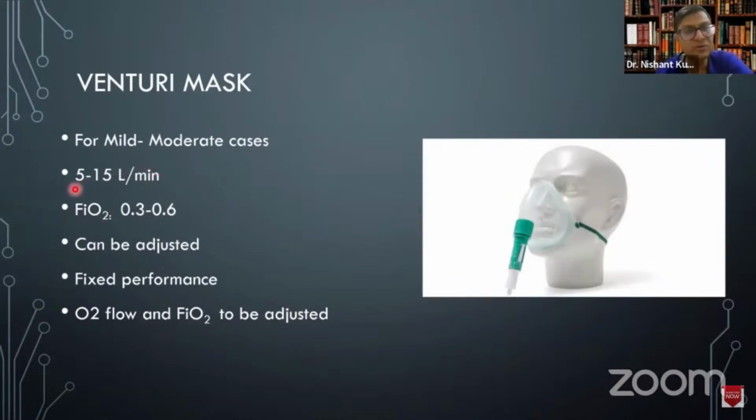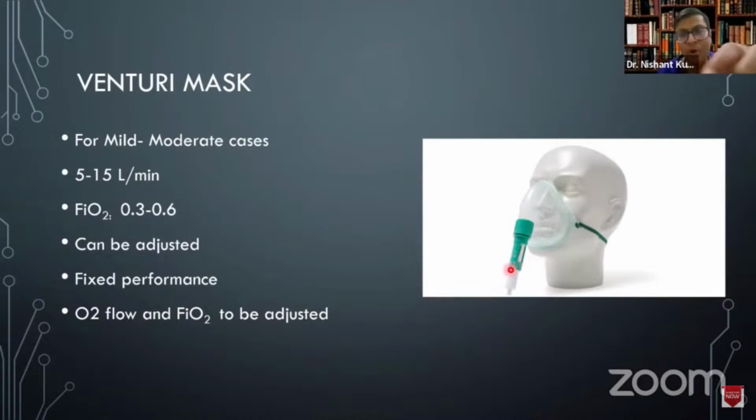Again, you can use a flow of 5 to 15 liters. There are different types of Venturi masks. The recent ones that we are using use 3 to 6 liters per minute. If you can see here, it delivers an FiO2 varying from 0.3 to 0.6, which you can adjust by rotating this. There are gradations. When it is fully open, it will deliver 30%. When it is fully closed, it can deliver up to 60%.